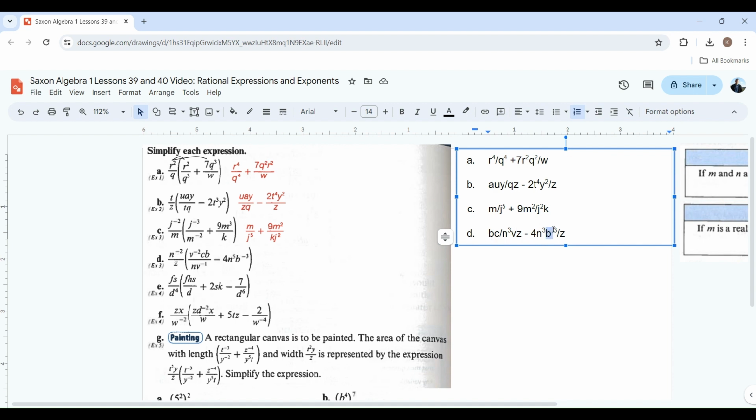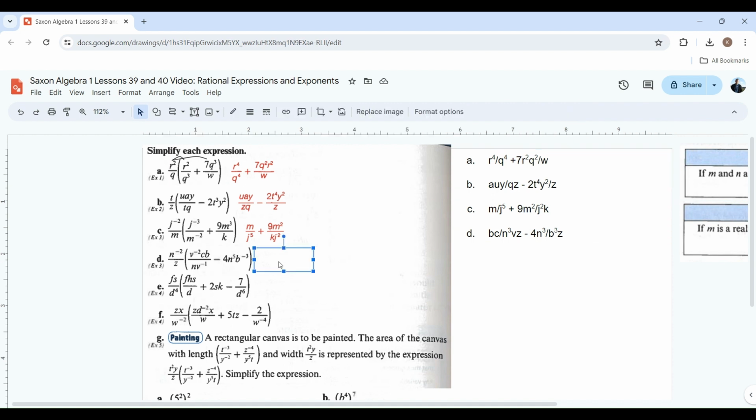Over here, I need to take this b and move it to the denominator. I'm going to do so in alphabetical order. That becomes b to the third z in the denominator. Then I have nothing else the same in the numerator and denominator, so that should be my answer to this question. All right, let me just look. CB or BC if you do it in alphabetical order. N cubed VZ minus, in the middle, 4n cubed over b cubed z. We got exactly the same answer, although they did it in a really weird order.